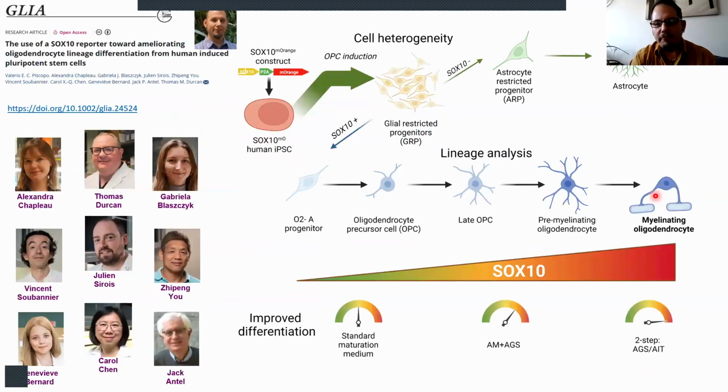First of all, I want to acknowledge all the people, including Alex, Gabriele, Julien, etc., that contributed to this recent publication, in which, as I told you, using this SOX10 mOrange construct, we did some study on cell heterogeneity when trying to derive oligodendrocytes. We improved the existing protocol to obtain myelinating oligodendrocytes, and we did some important confirmation of previous observations relating the expression of the transcription factor SOX10 to the maturity status of these cells.